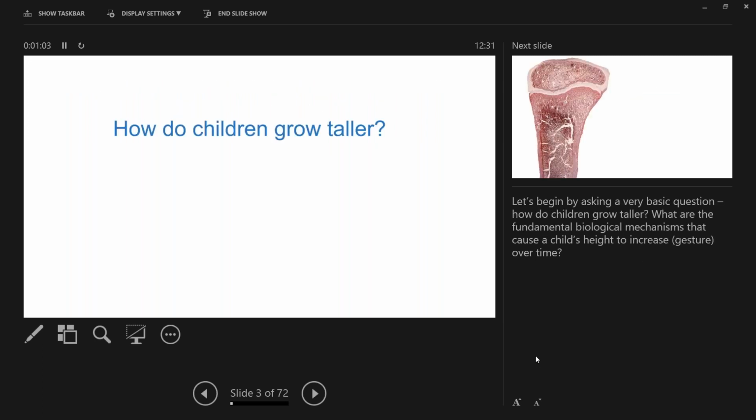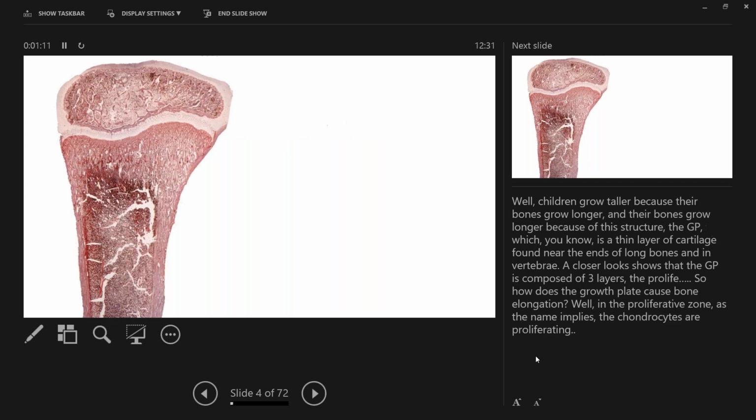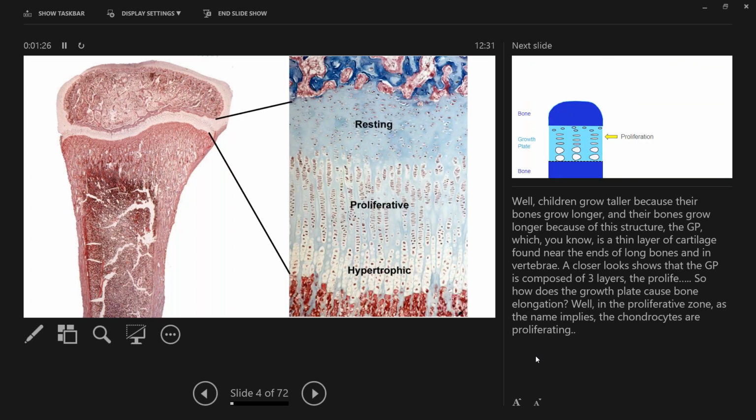So let's start by just asking a very simple question. How do children grow taller? We're all pediatricians, so of course we know the answer to that question. That's because of this structure, the growth plate, which is situated at the end of long bones and in the ends of the vertebrae. If you look in a microscope, we can see that it consists of three layers.